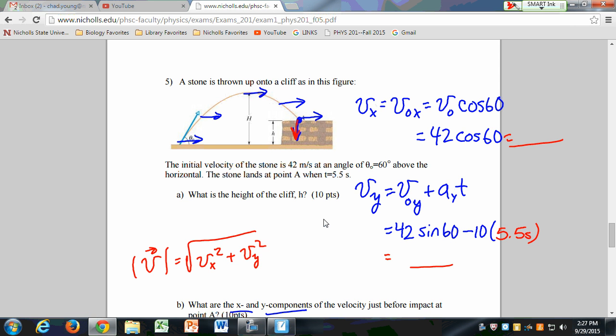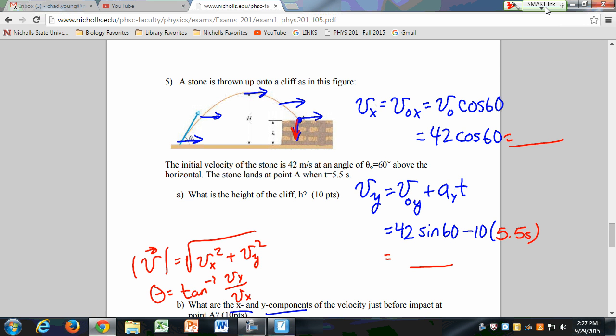To find the angle, I say the inverse tangent of vy over vx. That's the opposite over the adjacent side. All right, that's a good problem. You could see something similar to that. Okay, any questions about this one in particular?